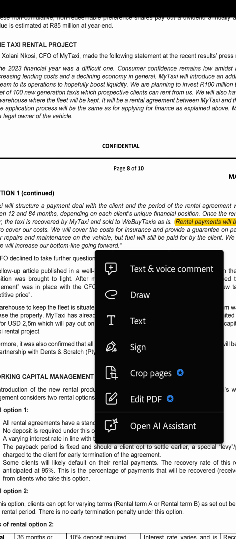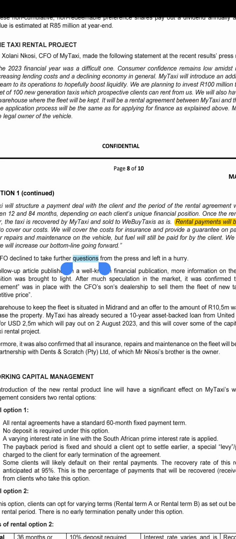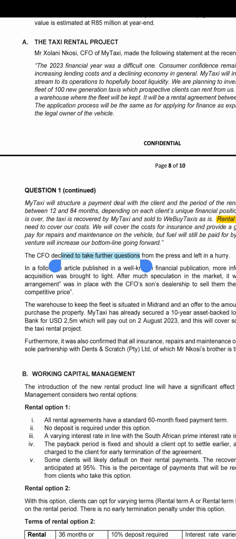So I'd even highlight this, because why did they feel the need to tell me this? Like, why? And then in a follow-up article published in a well-known financial publication, more information on the planned fleet acquisition was brought to light. Right, so after much speculation in the markets, it was confirmed that a special arrangement was in place with the CFO's son's dealership to sell them the fleet of taxis at a very competitive price.